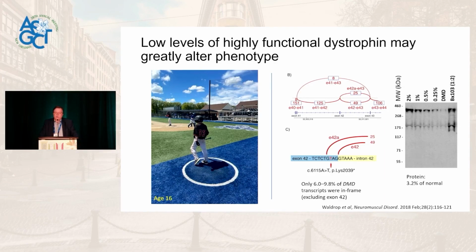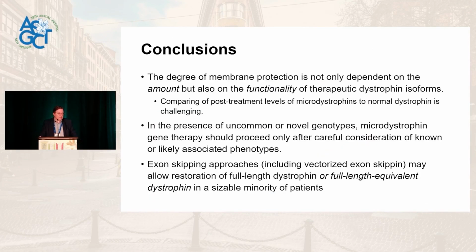So we have to be very cautious in correlating amounts to function. We have to think about this on a genotype-specific level. So in the case of DMD, the caution about this as a biomarker is the degree of membrane protection conferred by a therapeutic dystrophin is not only dependent on the amount, but also on the functionality of this therapeutic dystrophin isoform. So comparing post-treatment levels of microdystrophin to normal dystrophin will be challenging.